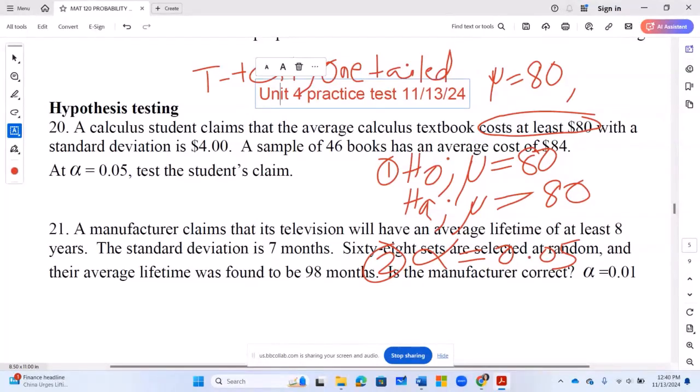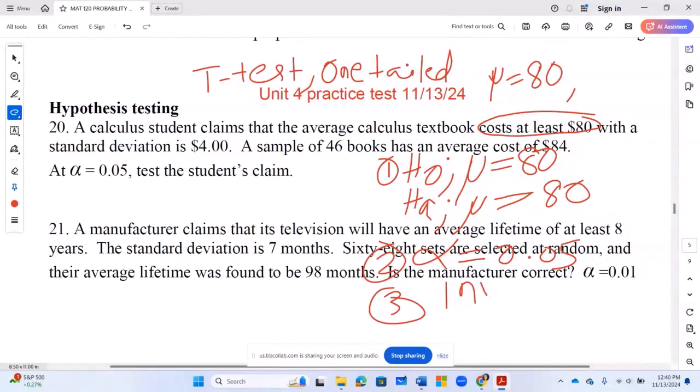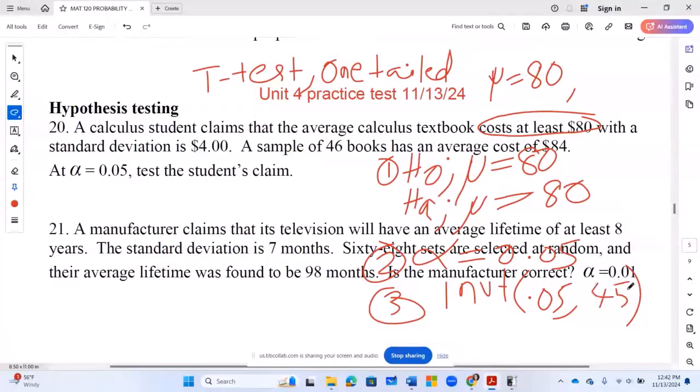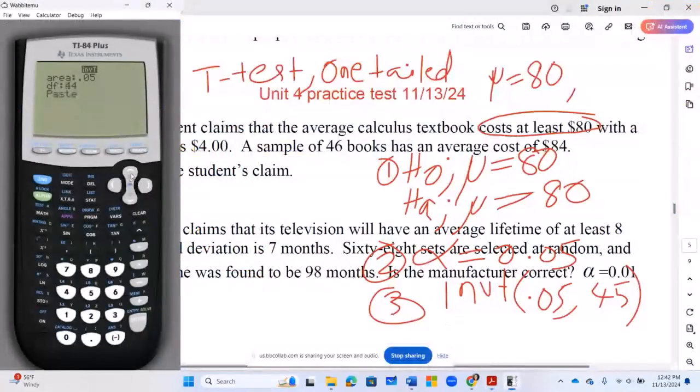All right. So then I will find the critical value for t. The critical value is inverse t, area to the left is 0.05. The sample size is large, but I still don't know the population standard deviation, so I use t. Degrees of freedom: 46 minus 1 is 45. I want to make sure that I put in the right number.